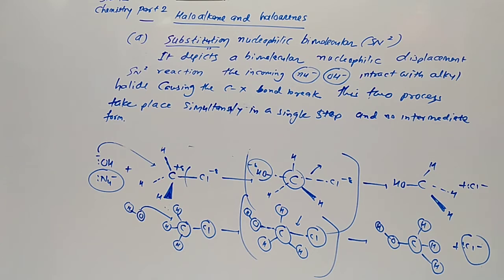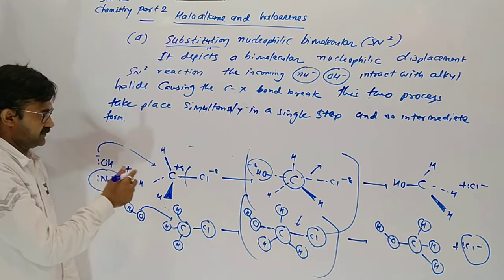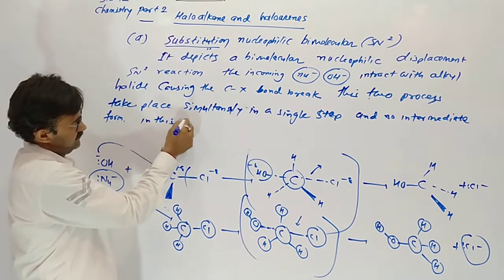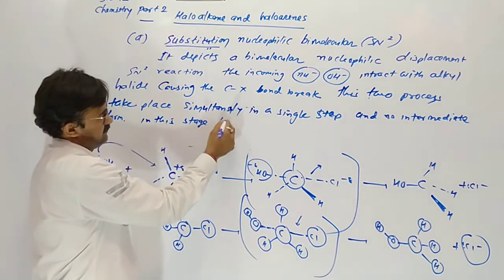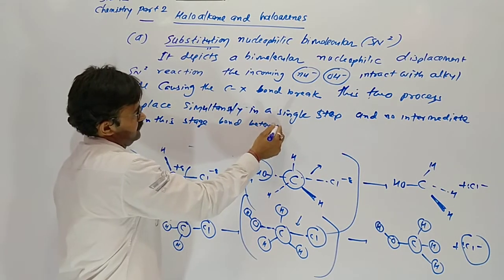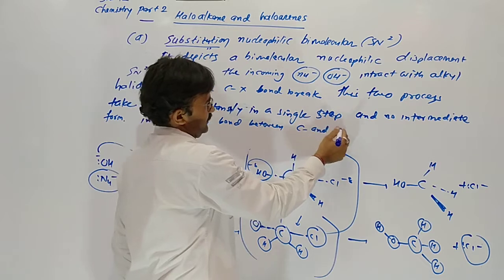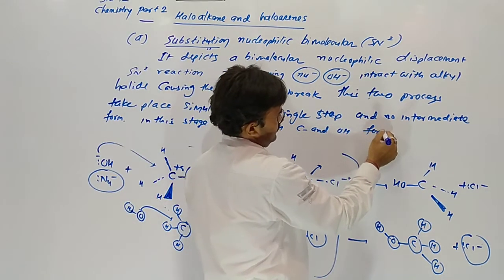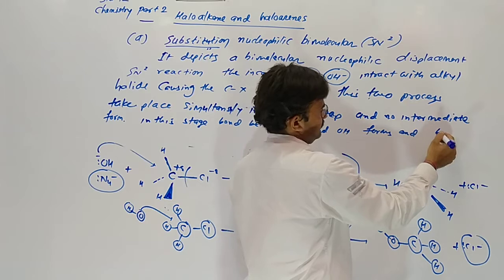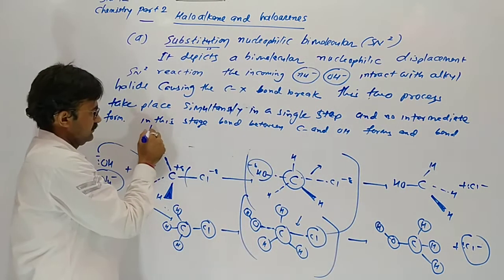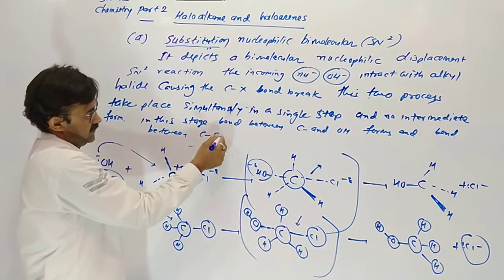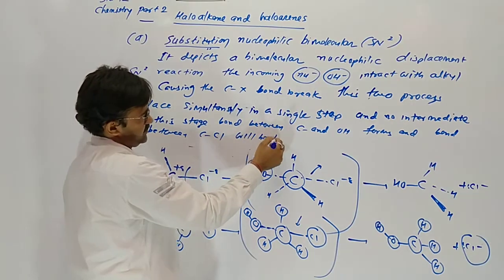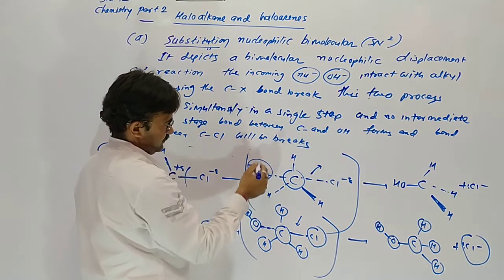As the reaction progresses, the bond between the nucleophile and carbon atom starts forming, and the bond between carbon and leaving group weakens. Here in this stage, the bond between carbon and OH forms, and the bond between carbon and halogen breaks at a time.